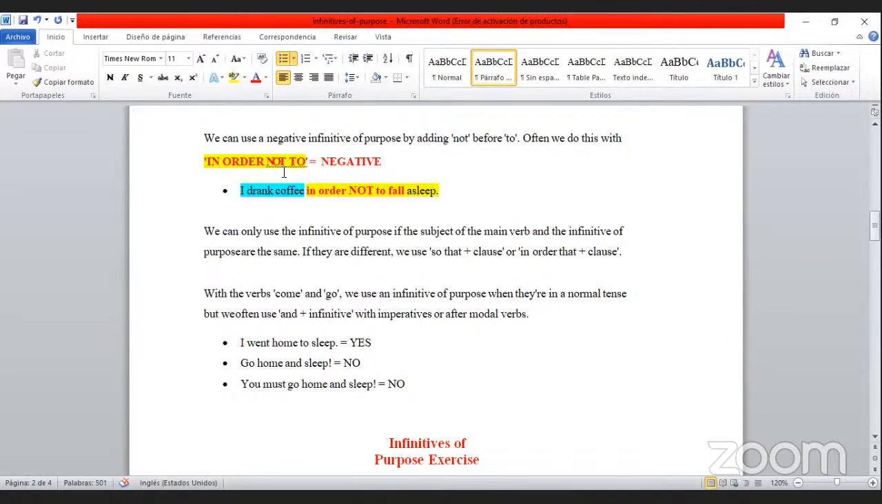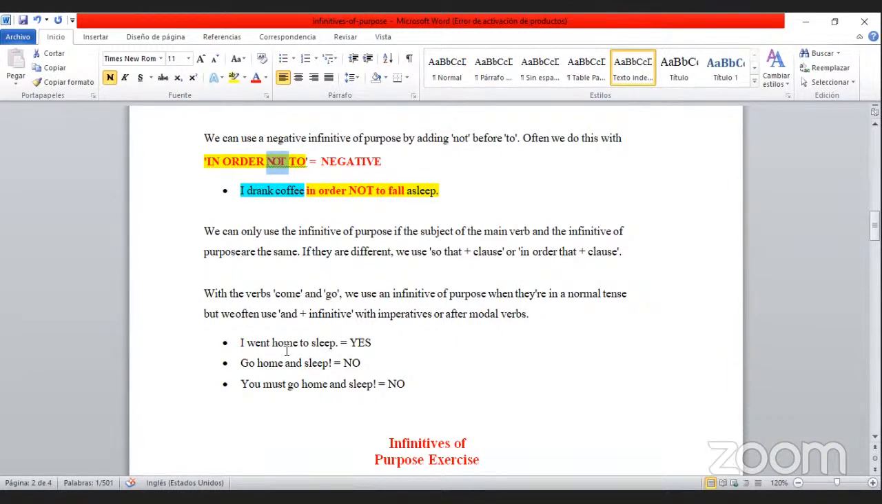It is not correct if we use first in order to not, for example, that is incorrect. Always, always first not, okay? And after to, not to.